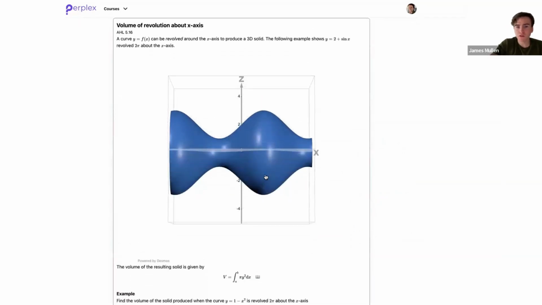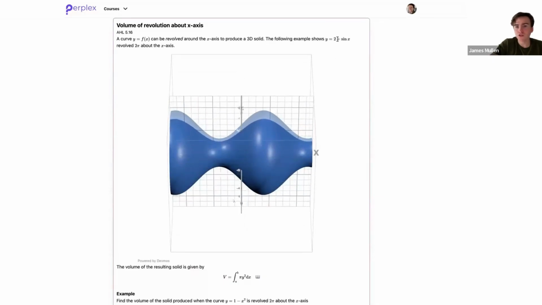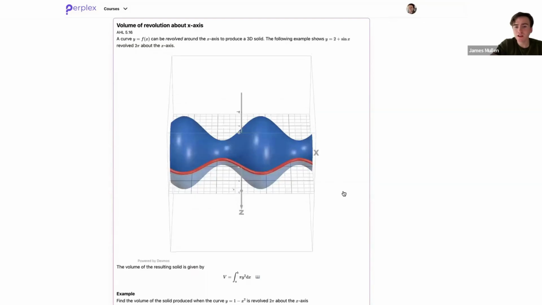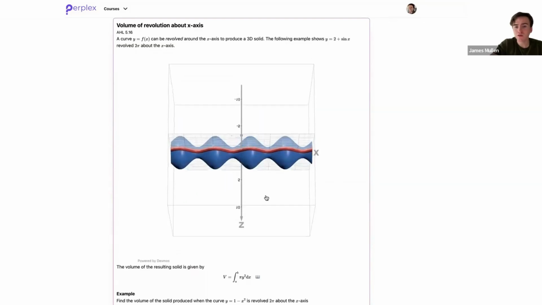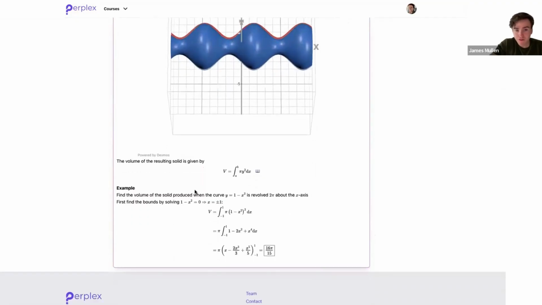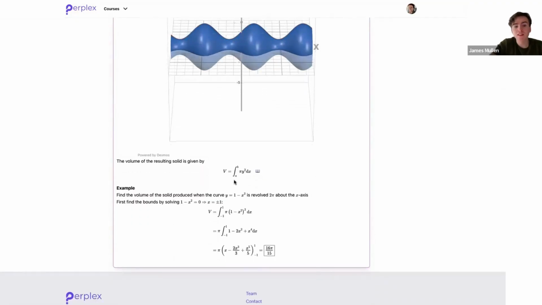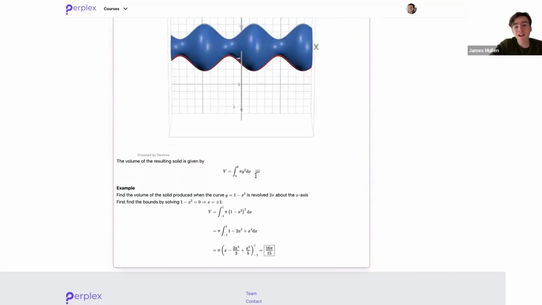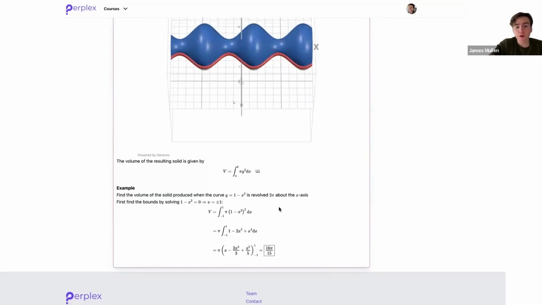Here's another example of what a solid of revolution might look like. This is for the function 2 plus sin of x. It would look like this, and you can see the 2 plus sin of x there. I can zoom out also. It would continue. It makes this weird looking shape. But it means that the volume of the solid is given by V is equal to the integral from a to b of pi y squared dx.